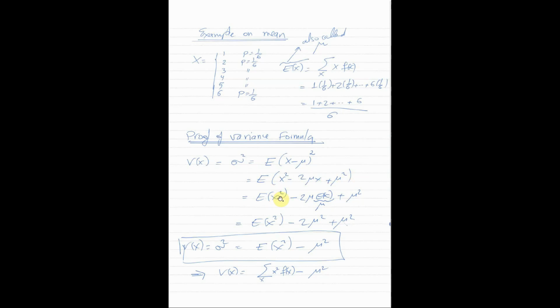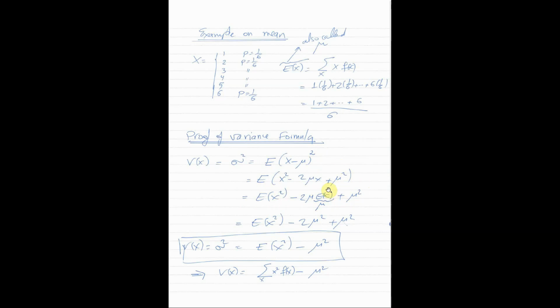So in the first term, we have the expected value of X square. 2 mu is a constant, so we take it outside, times the expected value of X. So 2 mu times the expected value of X, plus the expected value of mu square. Mu square is a numeric value, and the expected value of it is just mu square itself. So in total, this definition is equivalent to the expected value of X square minus 2 mu times the expected value of X plus mu square.